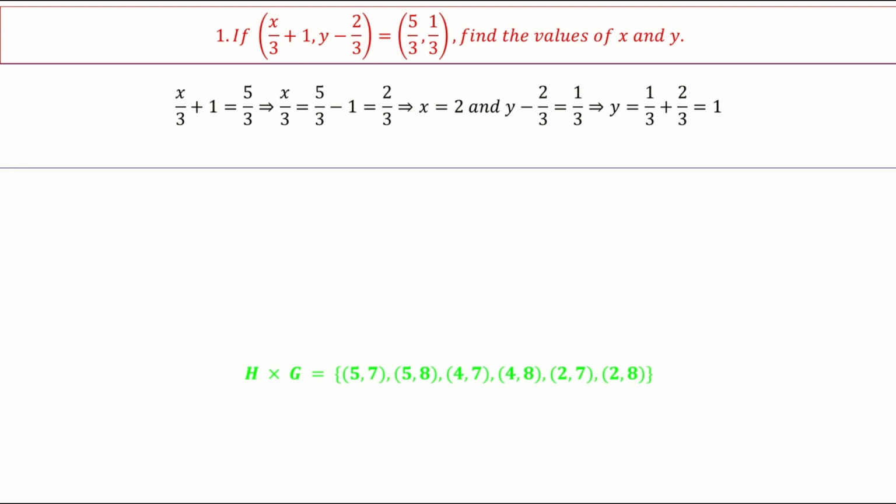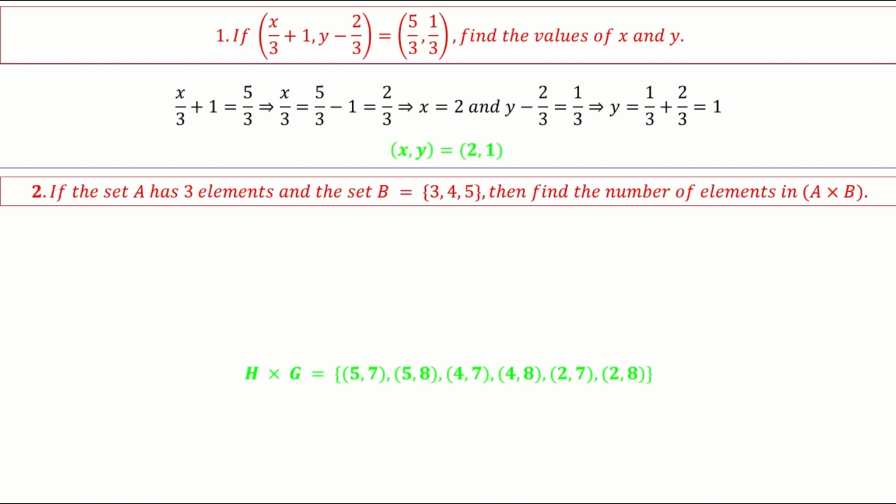Okay, x plus 3 plus 1 equal to 5 by 3, so you'll get the x value. And then the second one, y minus 2 by 3 equal to 1 by 3, so you get the second value, the y value from that. Okay, x comma y is 2 comma 1.